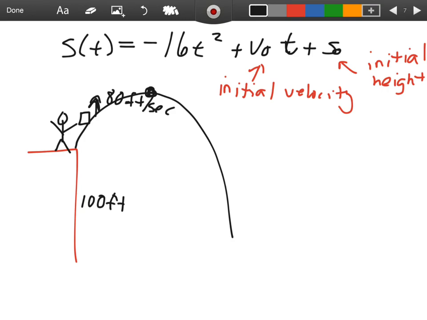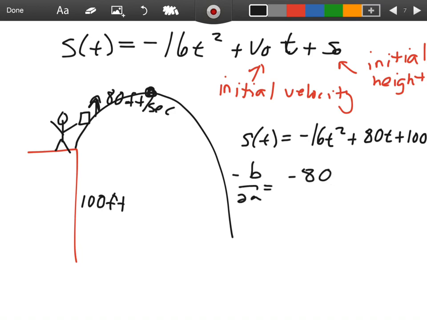Okay, so we have negative 16t squared plus 80t plus 100, 80t being our initial velocity, we threw it up at 80 feet per second, and we're standing on a 100-foot tall cliff. Okay, so if we find negative b over 2a, that's negative 80 over 2 times negative 16, which gives us 2.5. Okay, that gives me how many seconds, but I need to find the height. So to find that, I'll find f of 2.5, which if you plug all that in, I'll leave that up to you. You get 200.